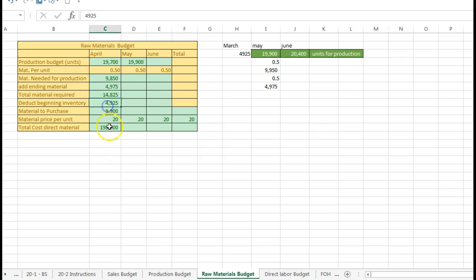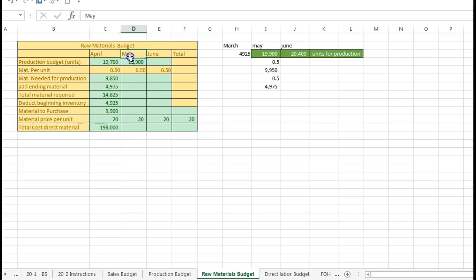We're going to deduct our beginning inventory. This was a given in the instructions, and that means we need to purchase 9,900 pounds of material, or whatever it is we're dealing with. And the price per unit is $20, so we have a total cost of $198,000. So that's our raw material for April.